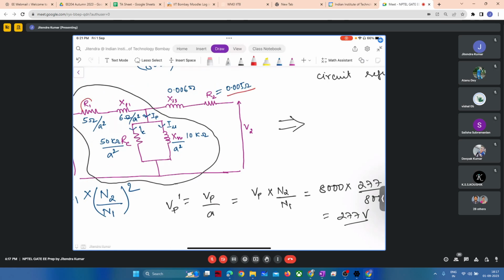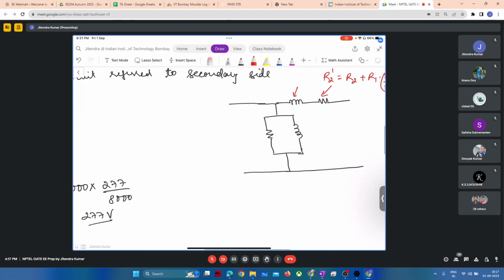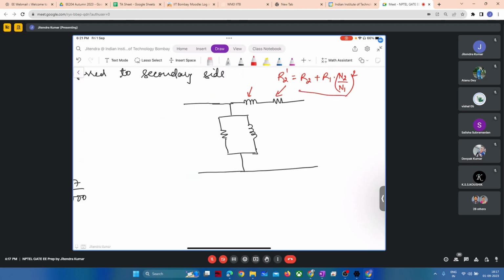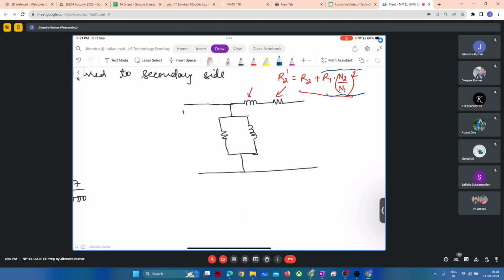We are referring R1, right? Yes. Basically, I should write R2 plus R1. I have written correctly only: R2 plus R1 into N2 by N1 whole square. So we are referring this component. Okay. Means this component. Okay, so this is all, and here no elements are present towards the primary side because we have referred it to secondary side.